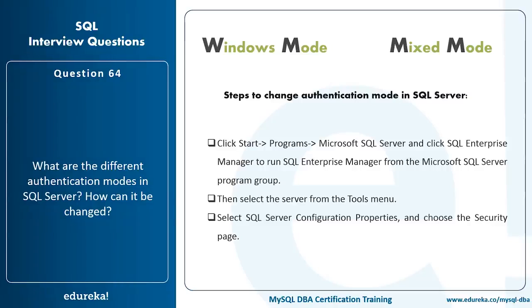That is, you have to first click on Start, then go to Programs, go to Microsoft SQL Server, and click SQL Enterprise Manager to run SQL Enterprise Manager from the Microsoft SQL Server program group. Then select the server from the Tools menu, select SQL Server Configuration Properties, and choose the Security page, right? So that's how you can change the authentication mode in SQL Server, guys.